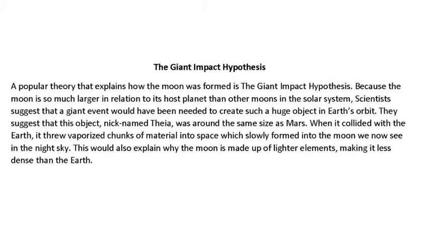Okay, so those are the 3 points. The first one being that the moon should be made up of more materials from this object, Theia. The second is that the impact should have created some kind of evidence on Earth. And finally, there should be other moons like it in the solar system.